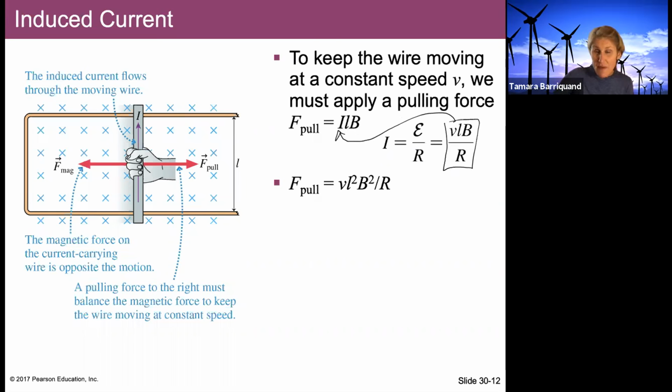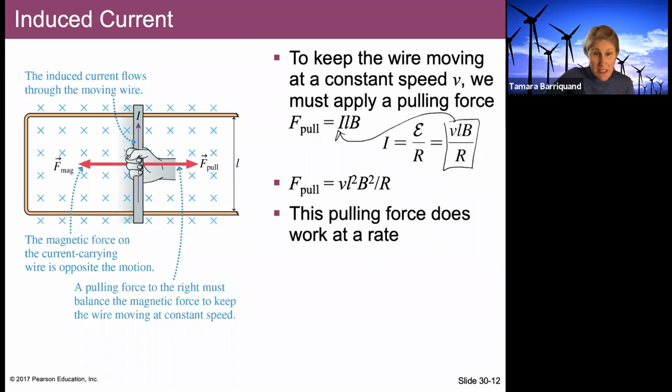Now, to think about this in the best way, we don't want to just think about the force that's being applied, but we actually want to think about the power. And the power is the rate at which work is done. So this pulling force does work at a rate that's equal to the power, which is equal to F times v. So now we're just going to multiply this F right here that we got times v. So we end up with v squared L squared B squared over R.